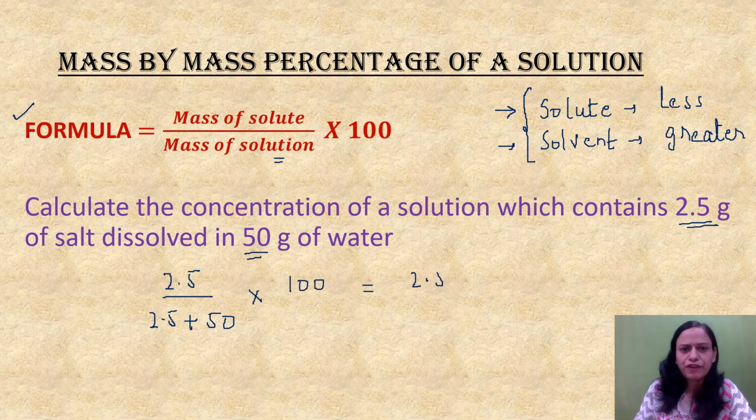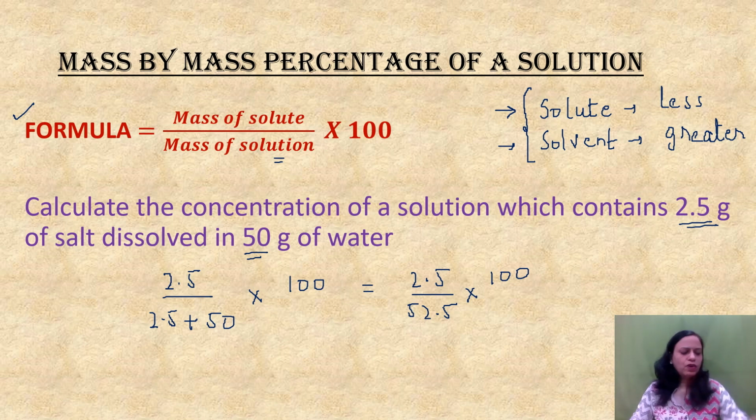So this becomes 2.5 upon 52.5 into 100. On simplification, you will get your answer as 4.7%. So this is how we solve such numericals. Let us take up one more numerical of the same kind.